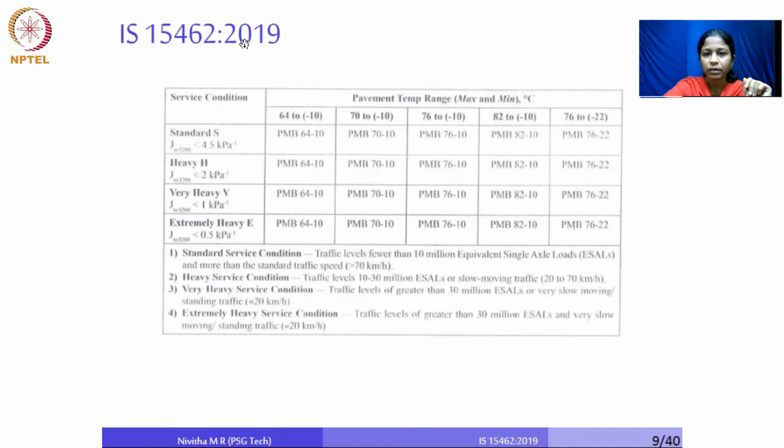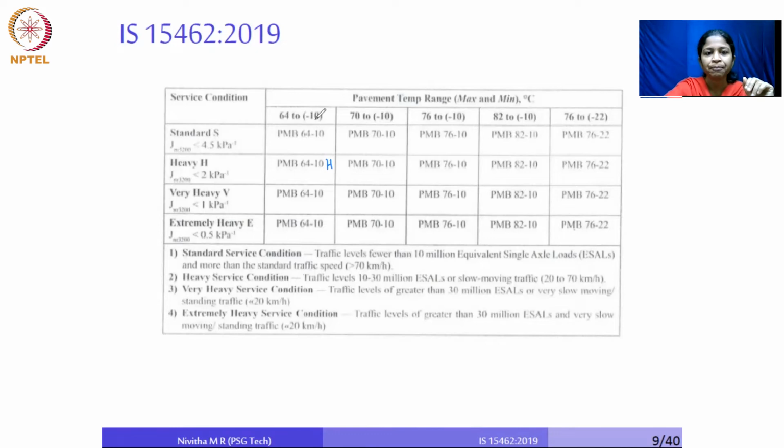Now, depending on the pavement temperature range and the traffic condition, we can identify binders. So this will be designated. Let's say, for example, I have a traffic condition which corresponds to heavy and pavement temperature conditions which correspond to 64 and minus 10. I would require a PMB 64 minus 10 H binder. That H you have to add here. Say, for example, let me write it. We will have an H binder here.